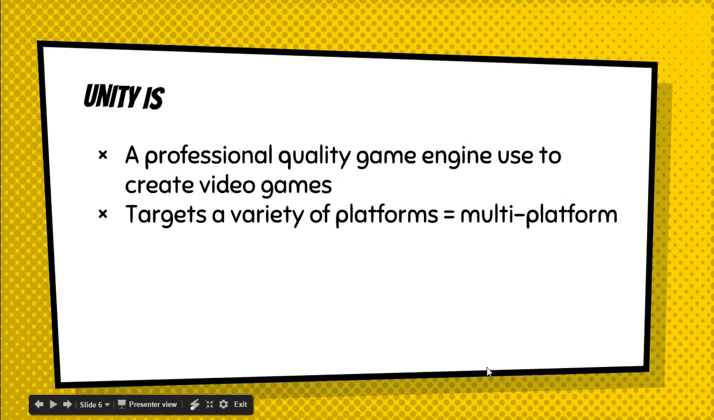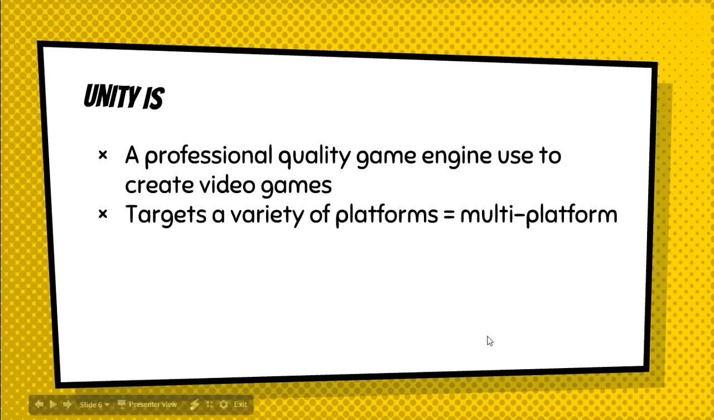Unity is a professional quality game engine, so it's a game engine that's basically designed for professionals to make video games. It targets a variety of platforms, so you can use it on a Mac, a PC, or Linux, and you can also make games for Mac, PC, Linux, and for different phone platforms. You can make it for the Xbox and for different game consoles as well. So it's very cross-platform and works very well.